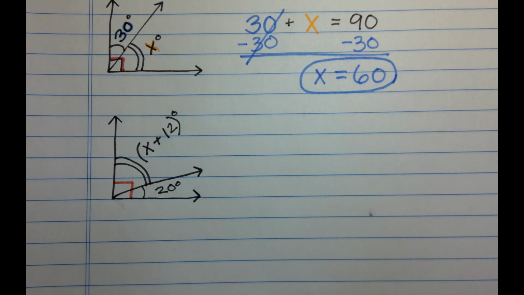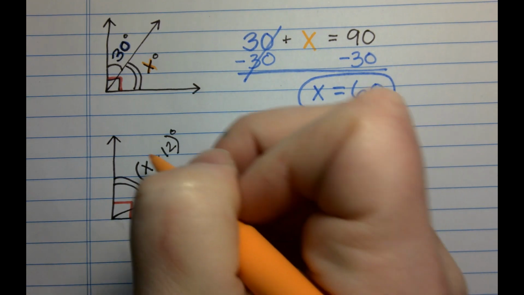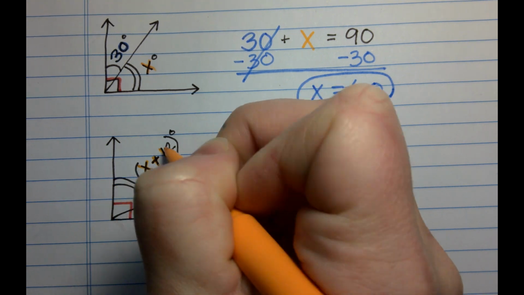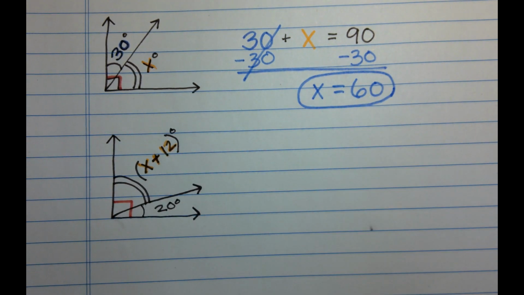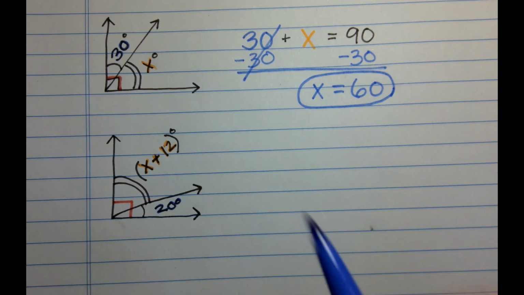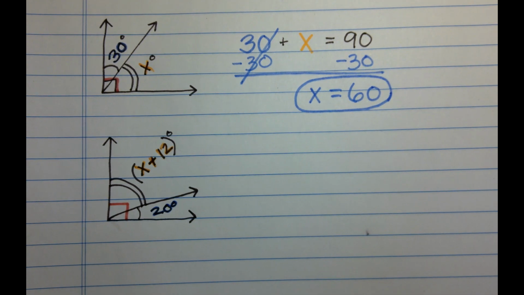Okay, so I'm going to do some color coding because that helps me. So I'm going to say this whole angle is X plus 12. I don't know what it is, that's what it is, it's X plus 12. This one is 20 degrees. And I know the whole thing is 90.